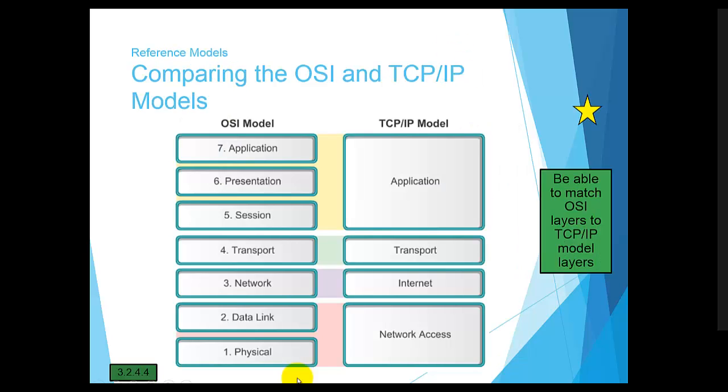Comparing the OSI and TCP models, again, learn these layers, learn these models, learn how they are alike and how they're different. It will pay big dividends later on. You'll notice transport is named the same. So TCP/IP transport and OSI transport layer provide similar services and functions. You need to know that.